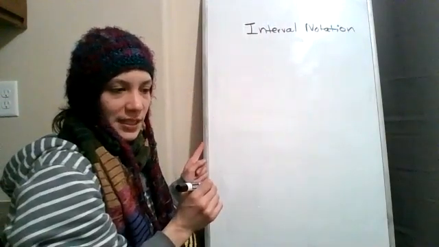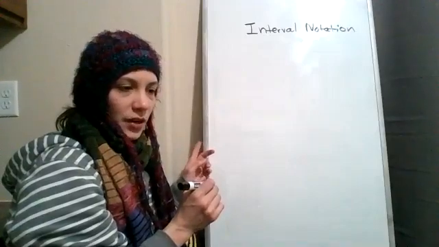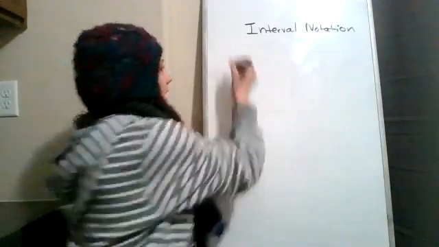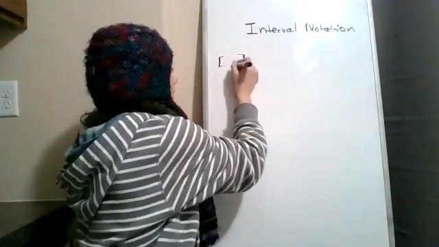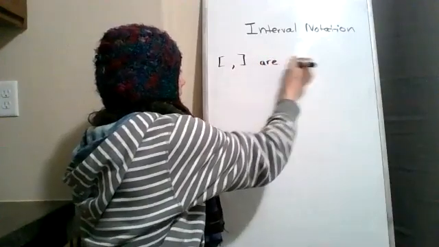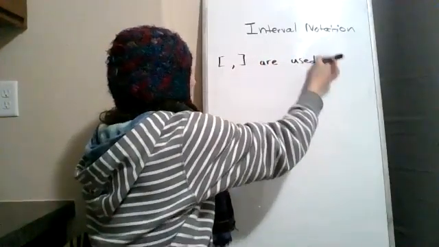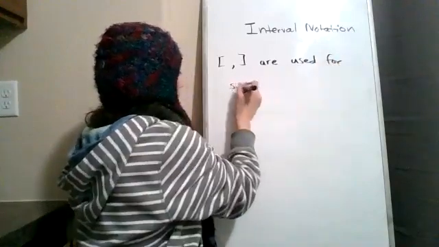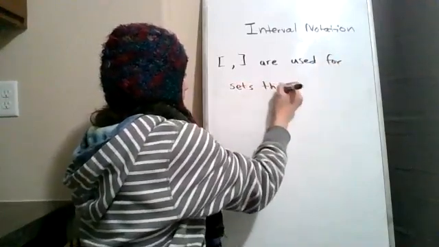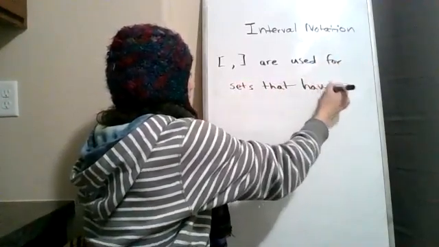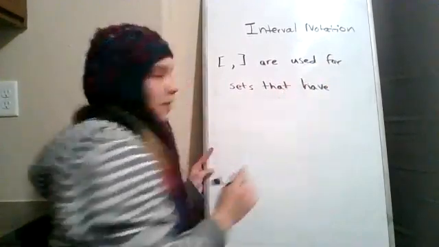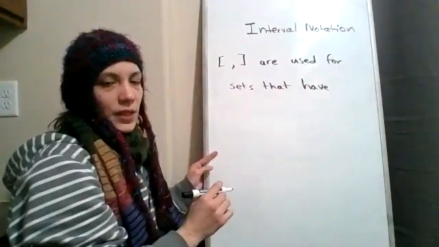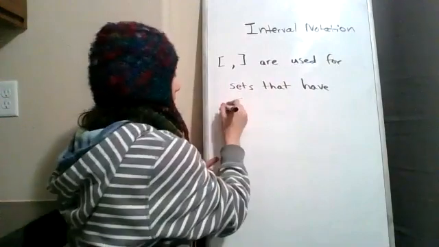So we're going to start with rectangular brackets. They are for sets that have a greater than or equal to sign or less than or equal to sign.